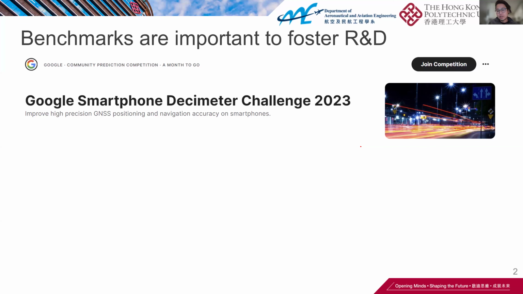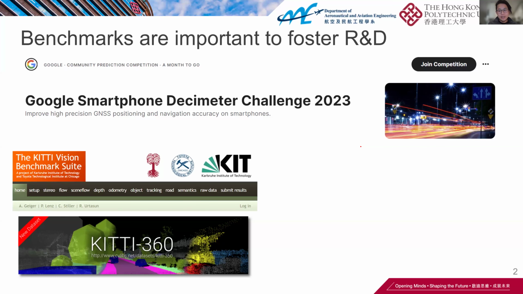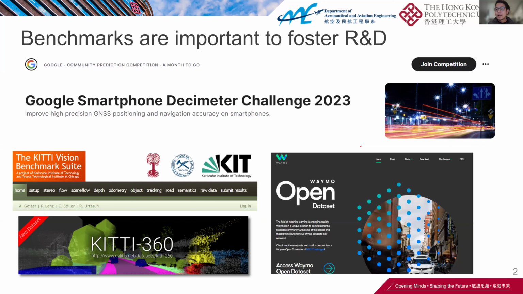And not only in the GNSS field, in the robotics field, we have KITTI. This is a very famous dataset for doing LiDAR SLAM and vision SLAM. It's really a huge part of these SLAM technologies. And Waymo has also opened a dataset for perception. So this is super important to the field.